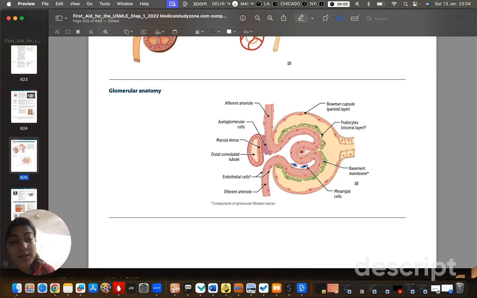That's one. Second, everything inside the Bowman's capsule, this area is negatively charged.